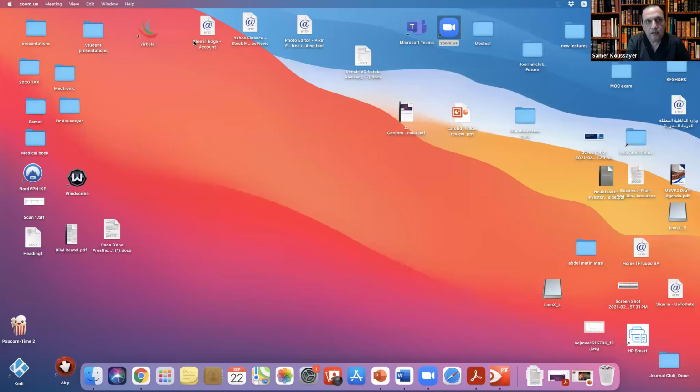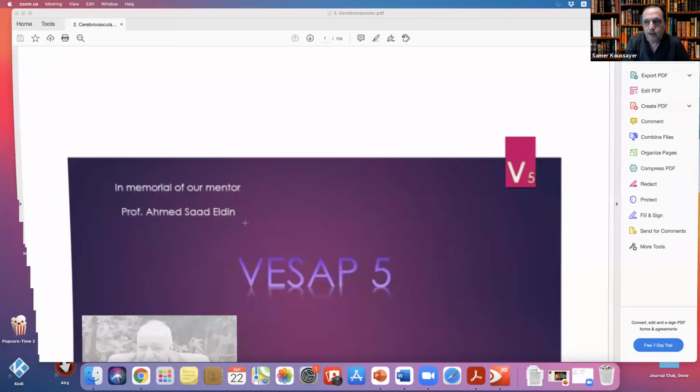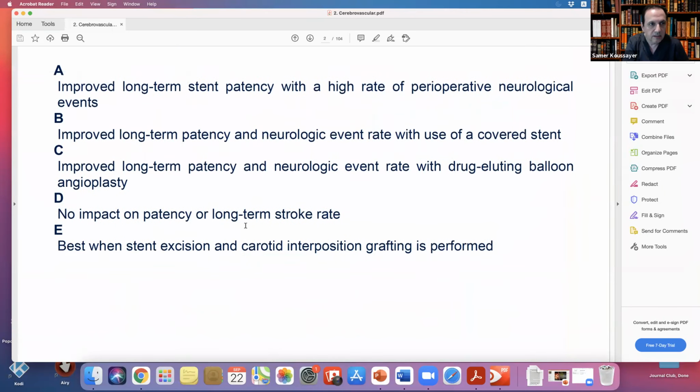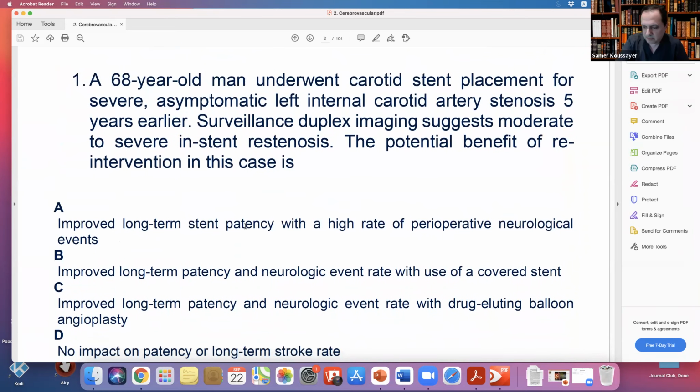Let me share my screen. Share screen. Come on. Okay. Yeah. Okay, can you see my screen? Yes, sir. Good. Bassam, you want to start?